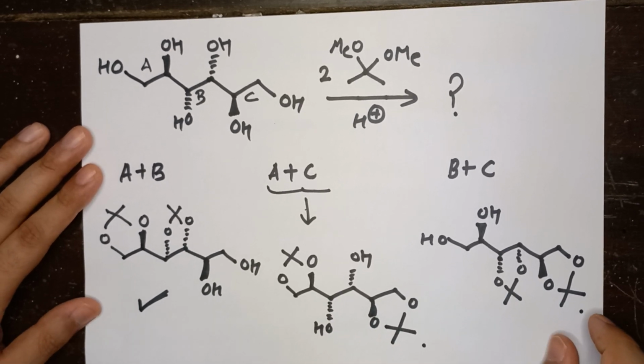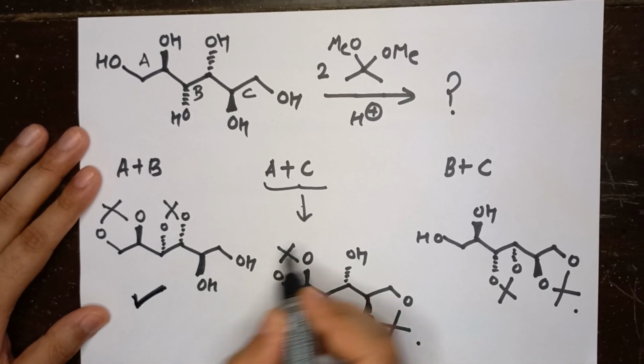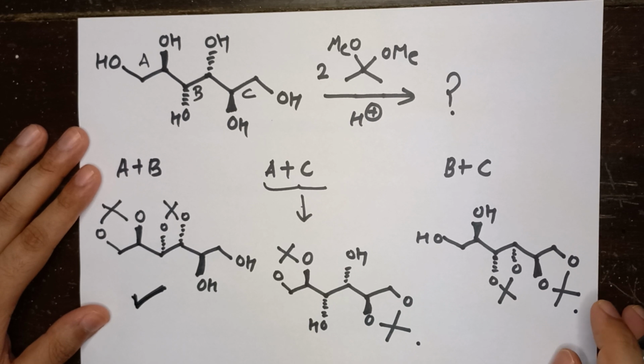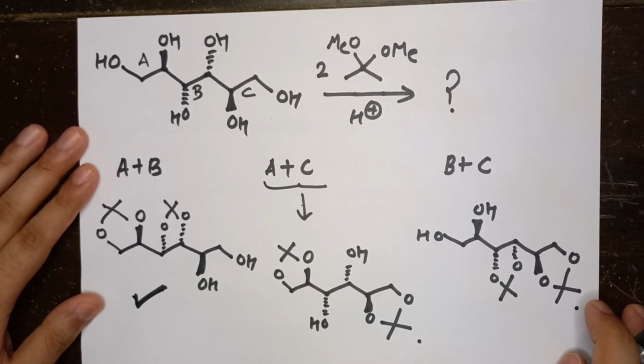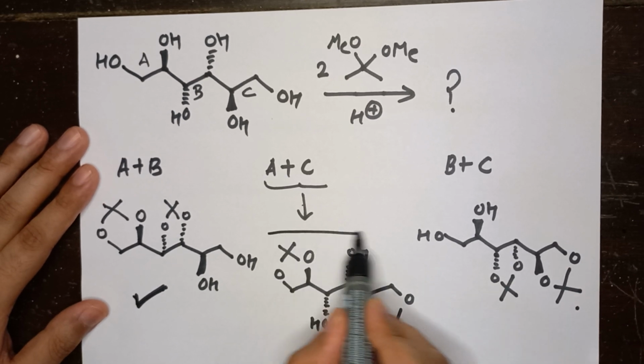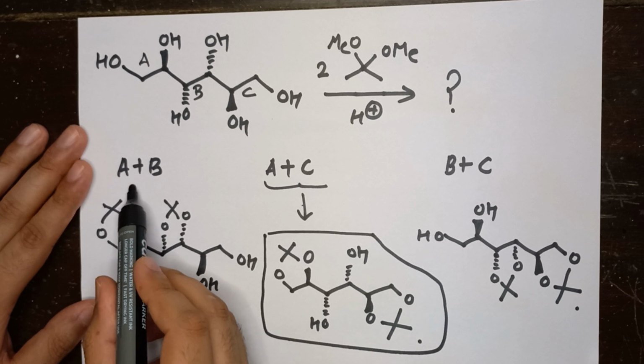This is the next product. So only one product is going to form, either A plus B, A plus C, or B plus C. What do you think? Which one is going to be the main product? So the main product is clearly A plus C. And why is that? Just imagine the hindrance.